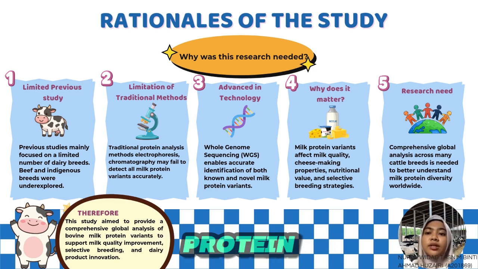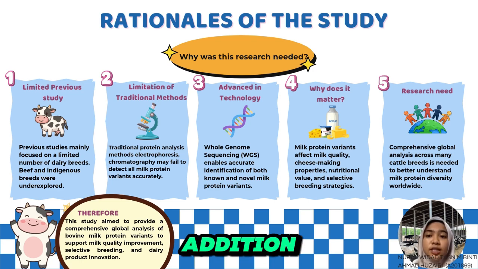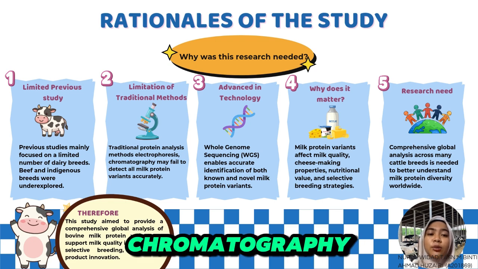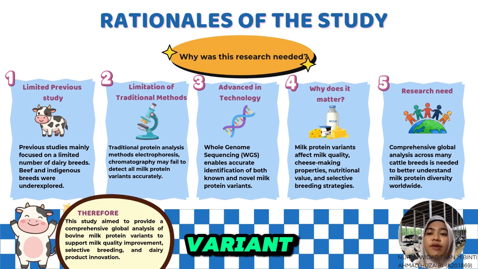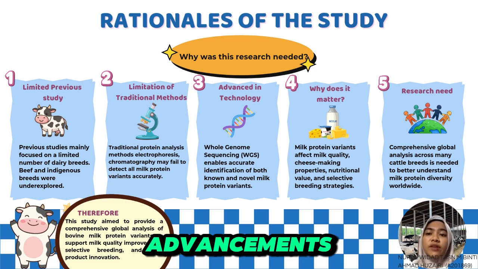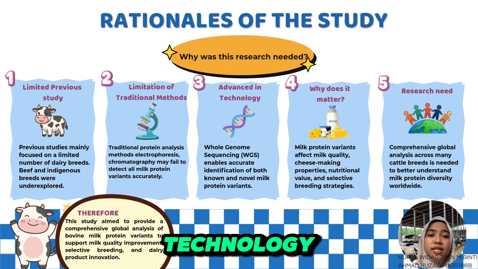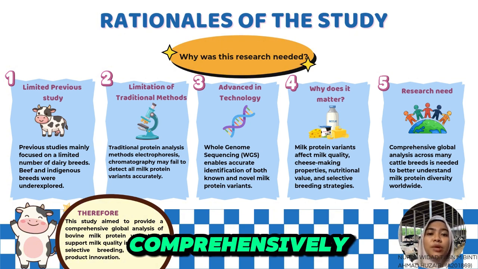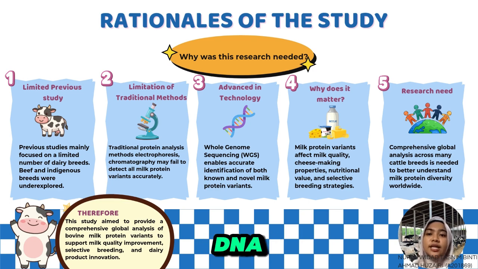As a result, milk protein diversity in beef cattle and indigenous breeds remains less explored and not fully understood at the global level. In addition, traditional protein detection methods such as electrophoresis and chromatography may fail to identify certain variants accurately, especially rare and newly occurring variants. Therefore, with the advancement of whole genome sequencing technology, researchers now have the opportunity to investigate milk protein variation more comprehensively and accurately using DNA sequence data.